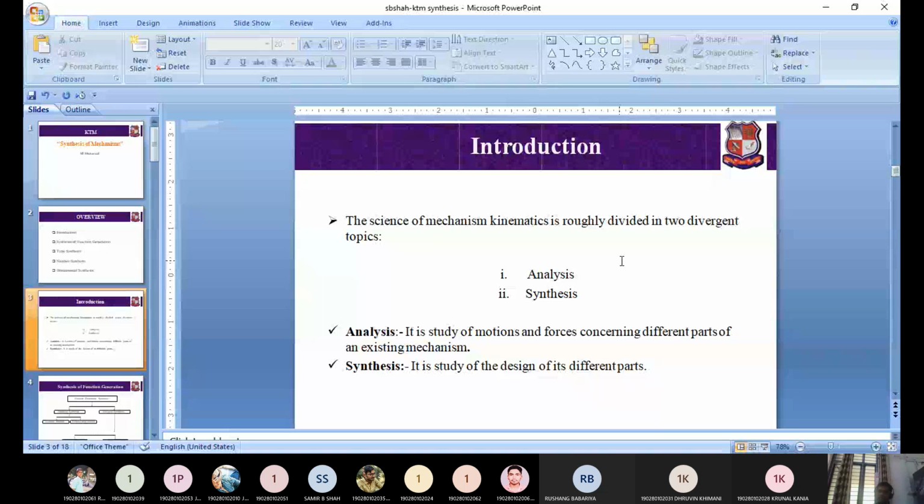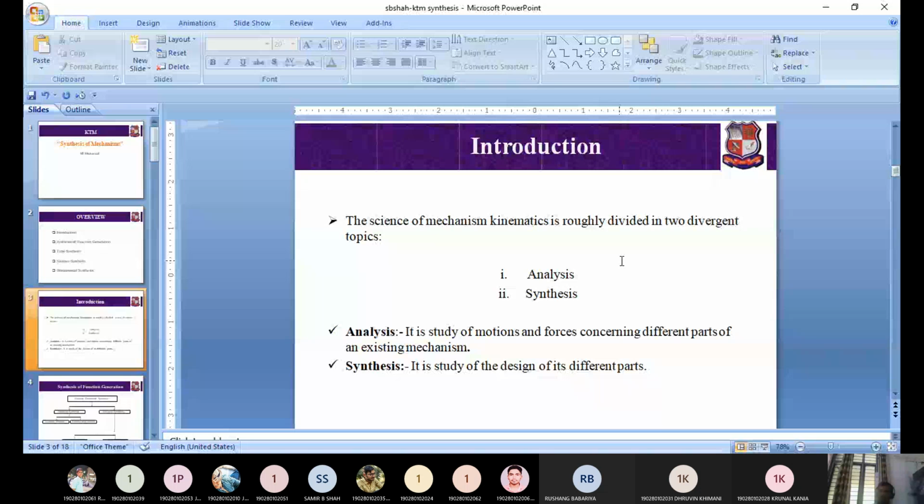When we talk about a mechanism, how a mechanism is formed, we know very well that it is not prepared from one link, but more than one link is there, and if any one link is fixed, then the mechanism is created, right? So there are not only one part but many parts. If we have to do the synthesis, then the study of the design of each and every part, with the different parts, is called synthesis.